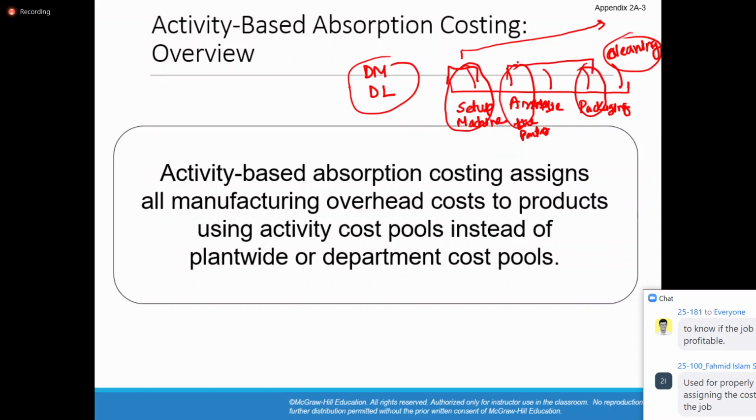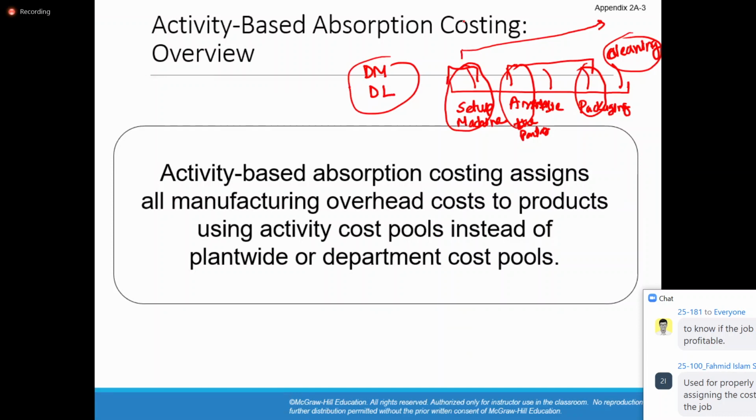But you see that the activity-based absorption costing system is more precise, and it is more narrow. It focuses narrowly on a specific activity rather than a department, which is wider in terms of the number of activities it covers. And when it is plant-wide, that is even wider. So you see the activity-based absorption costing is a more precise way of applying the overhead cost, and it narrowly focuses on an activity specifically. Okay, so you get the idea.